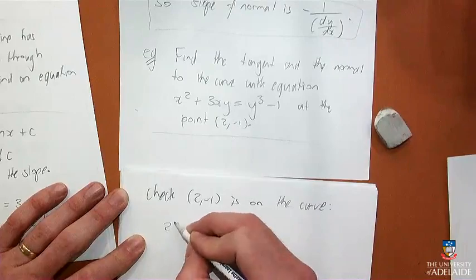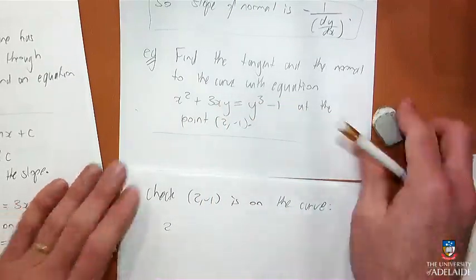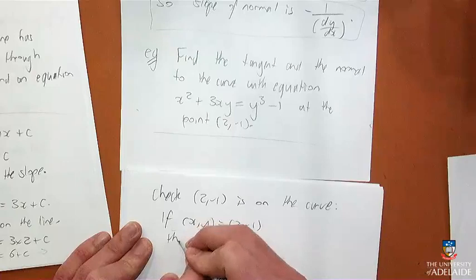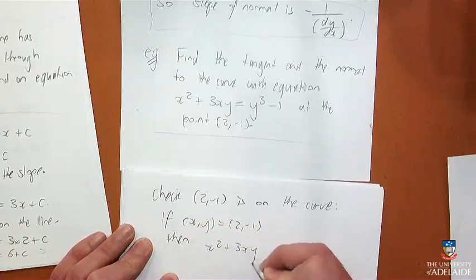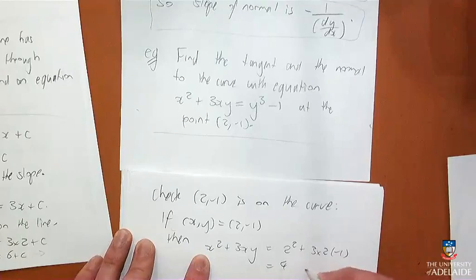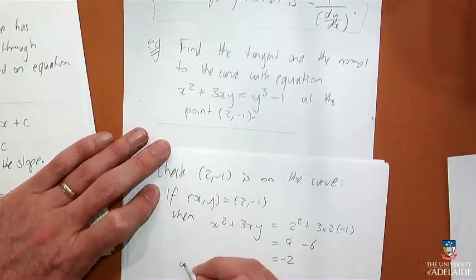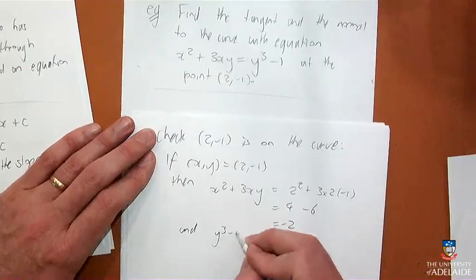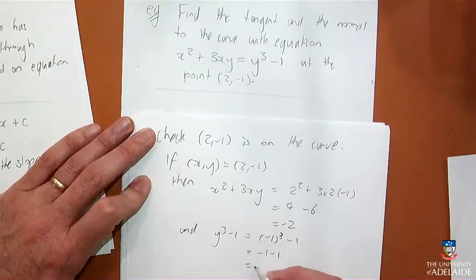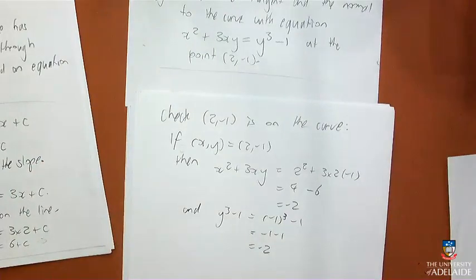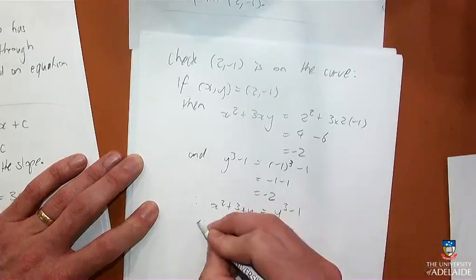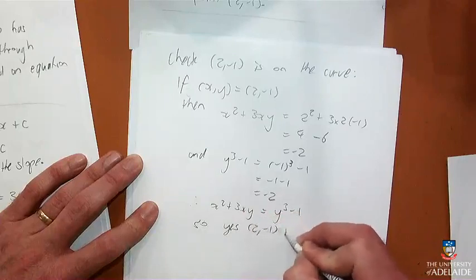So let's see. The left-hand part of this equation is, I'm just going to write, if (x, y) is equal to (2, -1), then x squared plus 3xy, which is the left-hand part of the equation, would be 2 squared plus 3 times 2 times minus 1, which is 4 minus 6, which is negative 2. And y cubed minus 1 is negative 1 cubed minus 1. And negative 1 cubed is minus 1. And so we get negative 2. And so they both work out to the same answer, so yes, (2, -1) is on the curve.